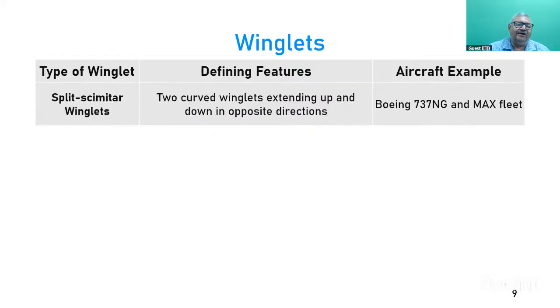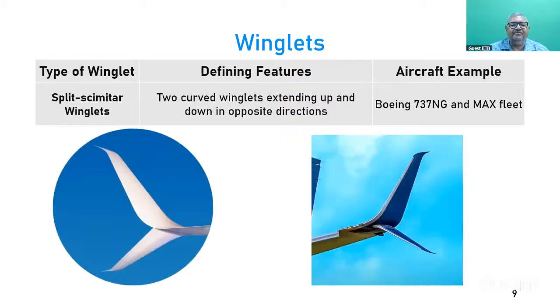A new kind of winglet which has been appearing in the recent past is the split scimitar winglet. These are two curved winglets which extend up and down in opposite directions. Looks very intriguing. You see them in Boeing 737 NG and Boeing 737 MAX fleet.